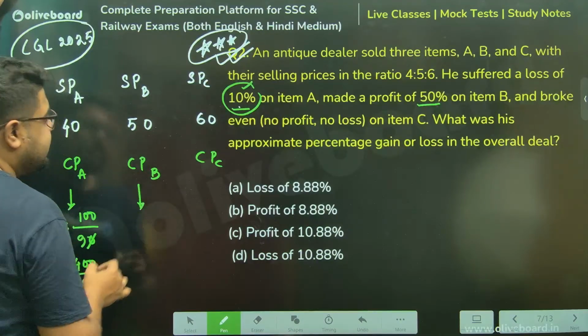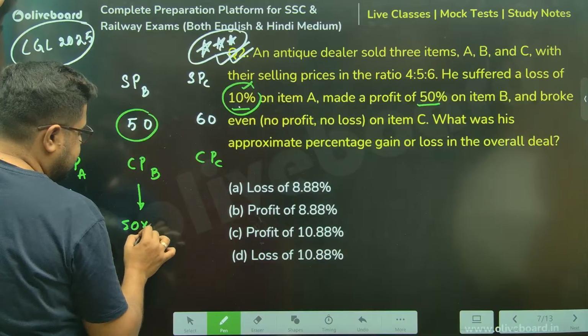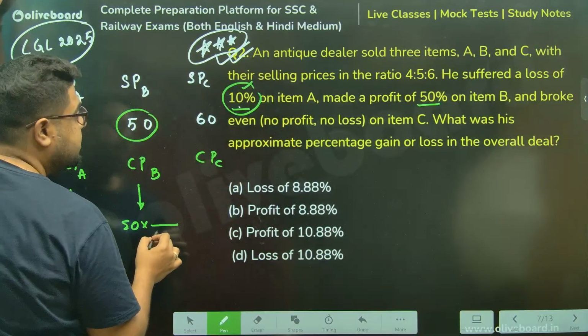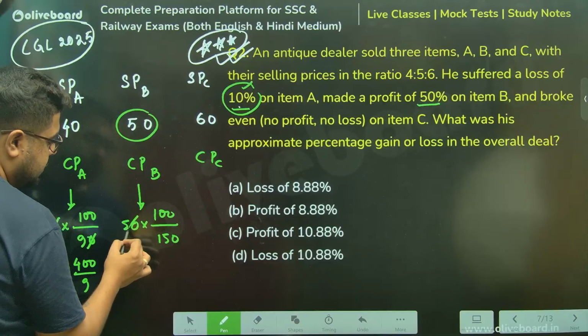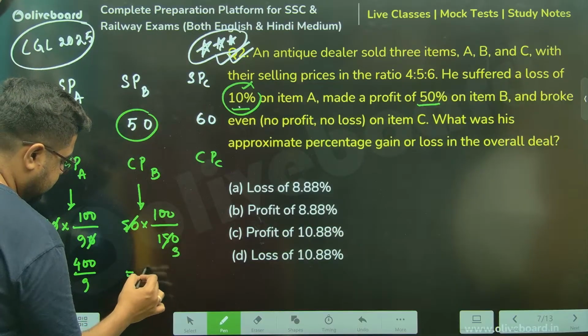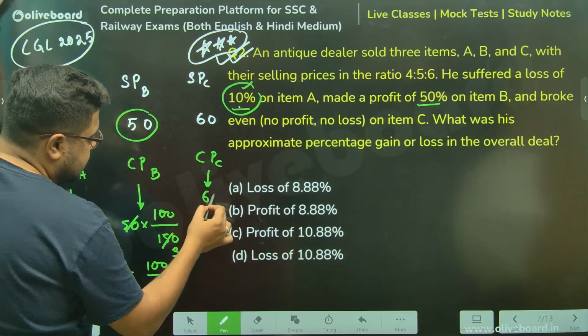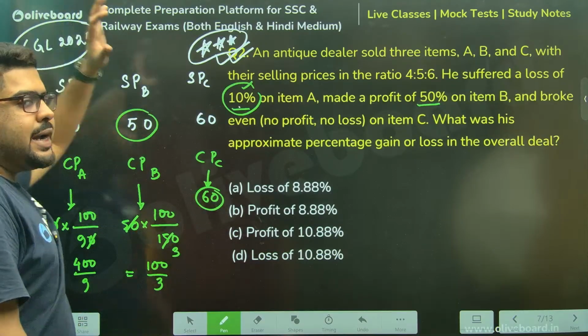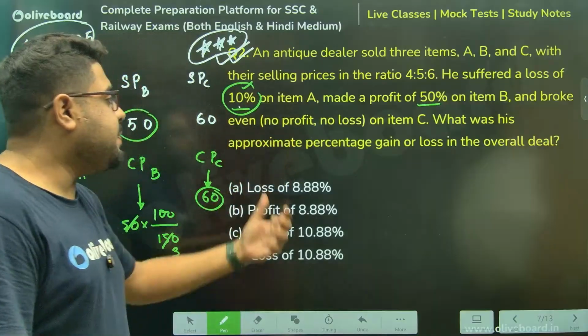What is CP of B, sir? 50 rupees is SP. This represents a profit of 50%, meaning 150. This is 100. So this is 100 by 3 rupees, sir. And broke even meaning, sir, CP and SP, they are equal. There is no profit or no loss. So they are asking what is the percentage gain.